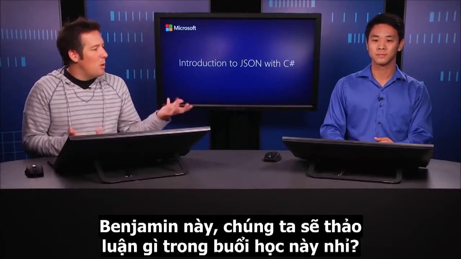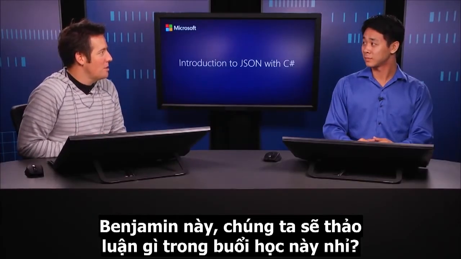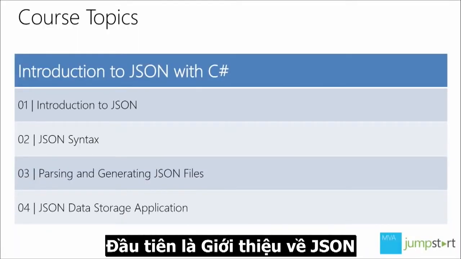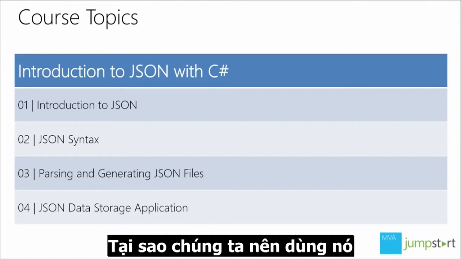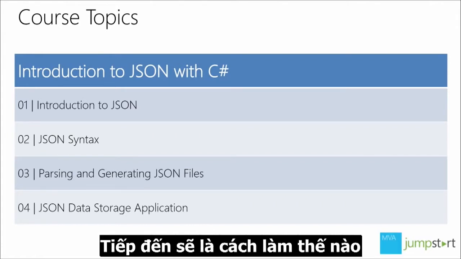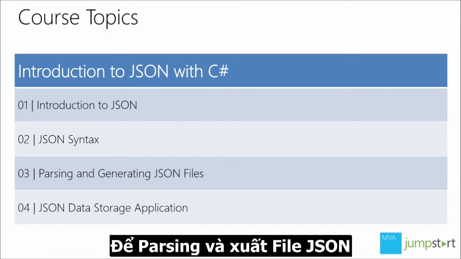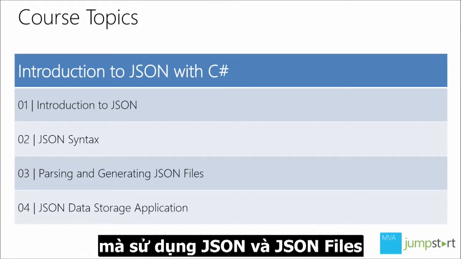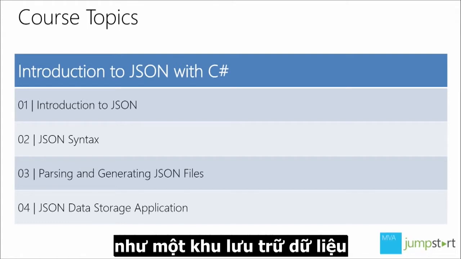So, Benjamin, what are we going to be talking about in this course? OK, so in this course, we have 4 main modules. The first is an introduction to JSON: what is JSON and why you should use it. The next module will be an overview of the syntax and structure of JSON. The next one will be how to parse and generate a JSON file. And lastly, we'll be making an application which uses a JSON file as data storage.